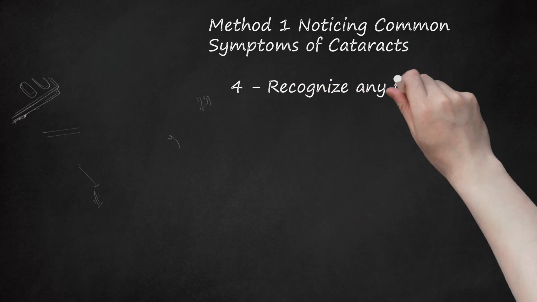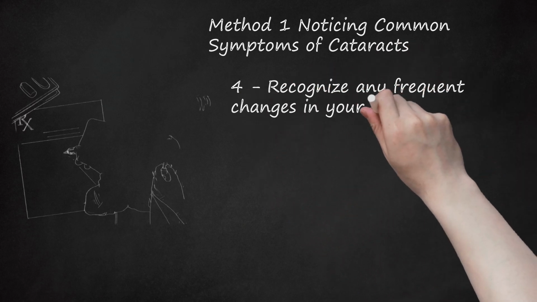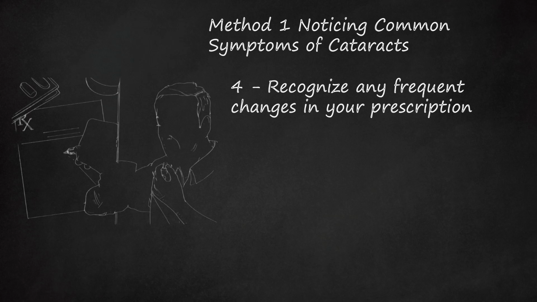4. Recognize any frequent changes in your prescription. Your prescription should be relatively stable, though it will likely become stronger with age. If you find your prescription is changing from year to year, it could be a sign of cataracts. Proteins from your lens can build up and change your prescription. This may be a sign of fluctuating blood sugar as well. Cataracts could cause changes in prescription based on your vision quality.